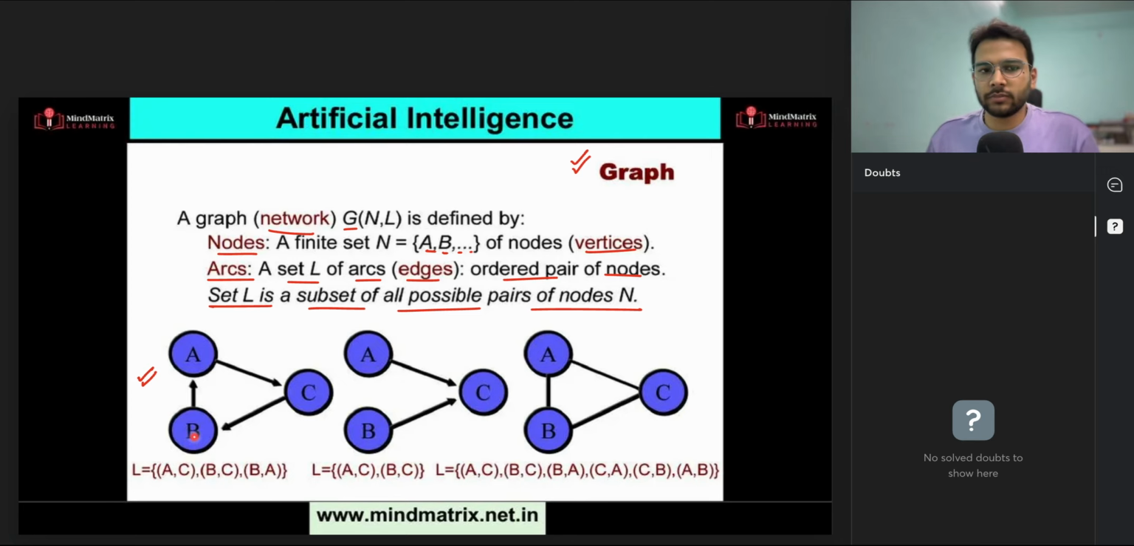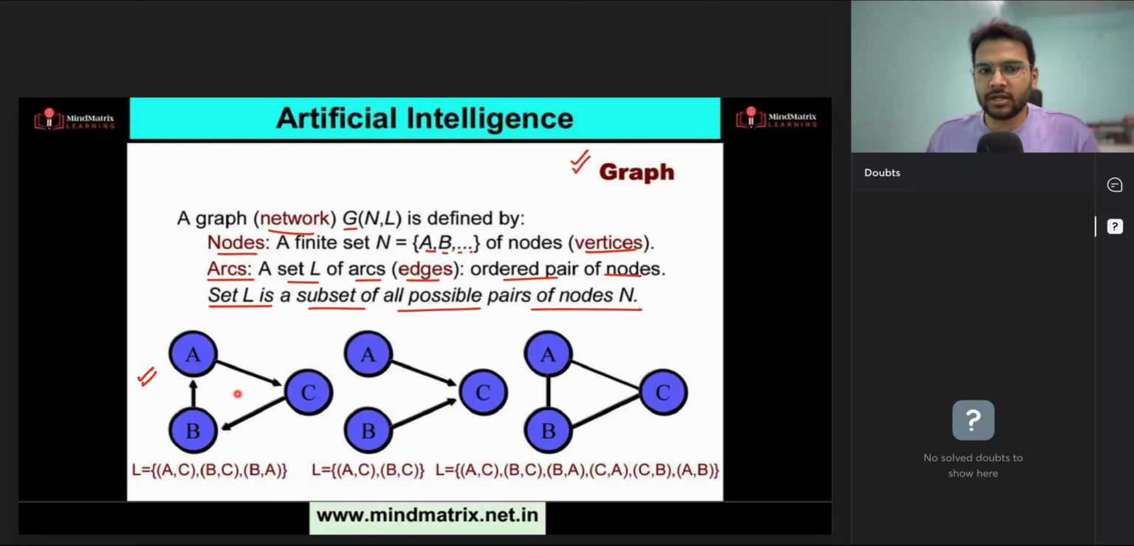First of all, if I ask you what are the nodes present in this first graph, you will say that we have A, B, and C. These are the nodes, these are the vertices that we have, right? Now if you focus on the edges, you will find that we have directed edges, right?